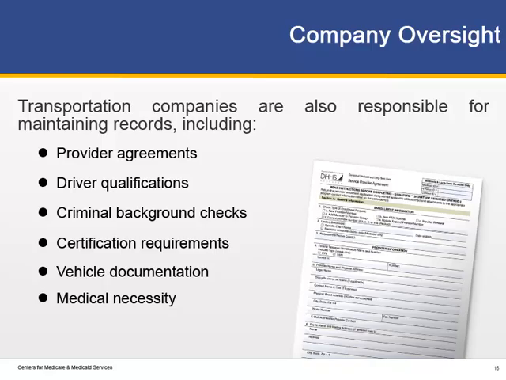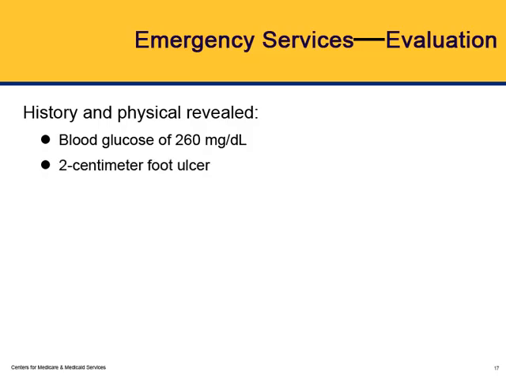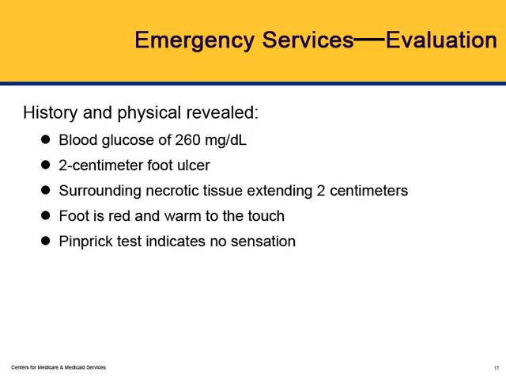Now, let's get back to J.K. When we left him, he was receiving care from ED staff. Let's see how things have progressed since then. The ED physician evaluated J.K. His history and physical revealed blood glucose of 260 milligrams per deciliter and a foot ulcer of approximately 2 centimeters in diameter with surrounding necrotic tissue extending 2 centimeters from the edge of the bottom of his right foot. The rest of his foot was red and warm to the touch. The redness and warmth extended up his leg to approximately 6 inches below the knee. He had no sensation in his foot with the pinprick test, and he lacked ankle reflexes.